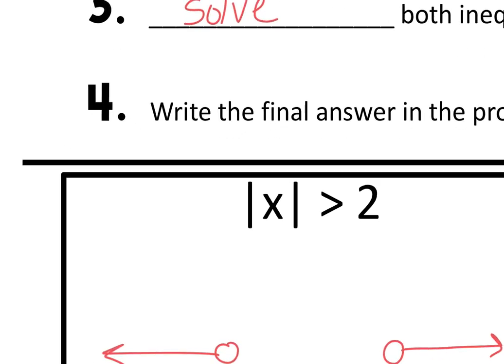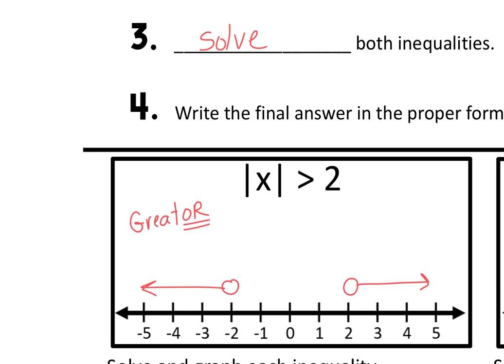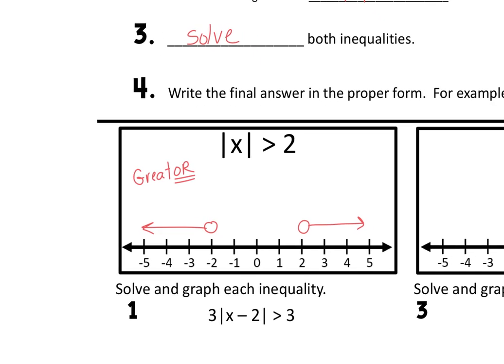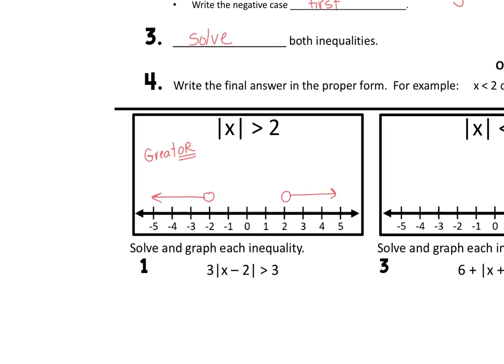So again, when you have this greater than sign, this is like great or. It's going to be an or inequality. If it's a greater than sign, great or. Okay? It should graph like an or compound inequality. I know that's not how you actually spell greater, but I'm just trying to help you remember if it's a greater than, it's an or inequality. Okay? All right. So now we got 2 here.